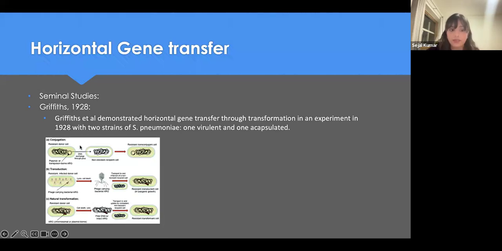Conjugation is basically plasmid mediated. Transduction is like the release of a phage which carries the bacterial genes, resistance genes, and this can infect the recipient cell, leading to resistance. And then transformation is basically when there's bacterial cell death or lysis, the free DNA is released, and that can also be transported and taken up by other cells, leading to resistance.